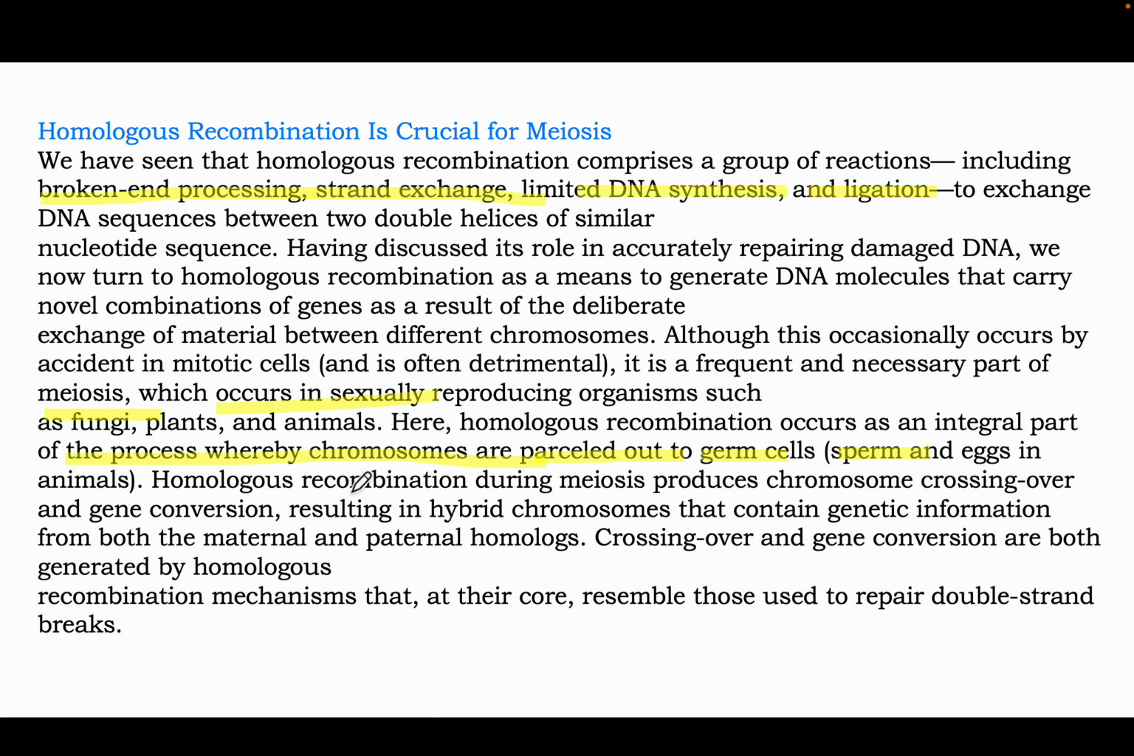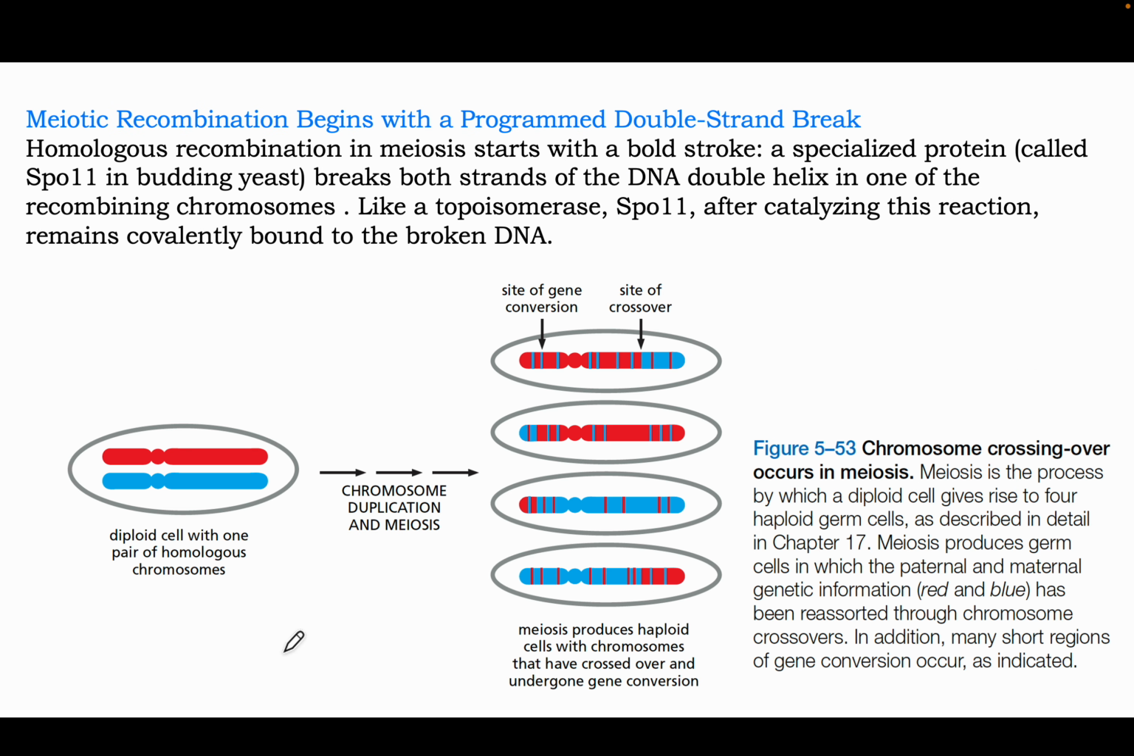This is how homologous recombination during meiosis produces chromosome crossing over and gene conversion, resulting in hybrid chromosomes that contain genetic information from both the maternal and paternal homologs. Crossing over and gene conversion are both generated by homologous recombination mechanisms that at their core resemble those used to repair double strand breaks. So we will understand this. In meiotic recombination, what happens? It begins with a programmed double strand break.